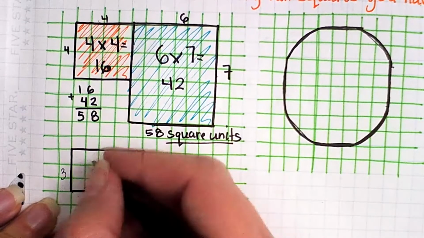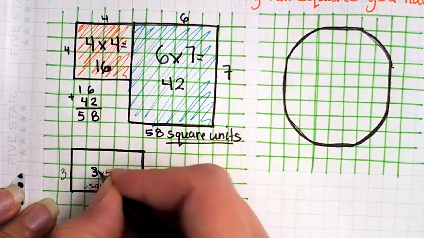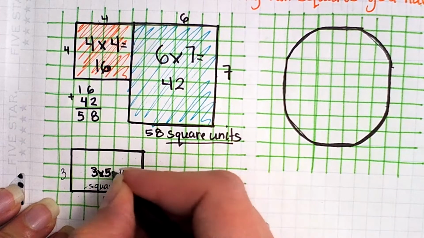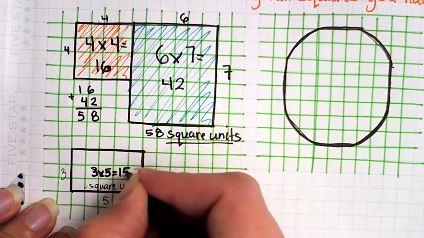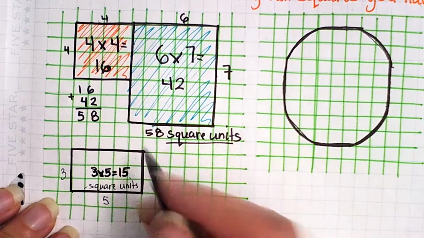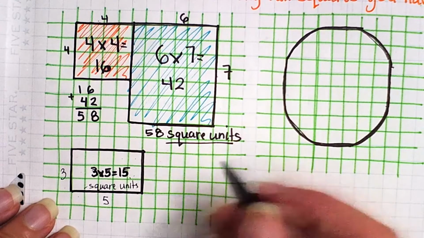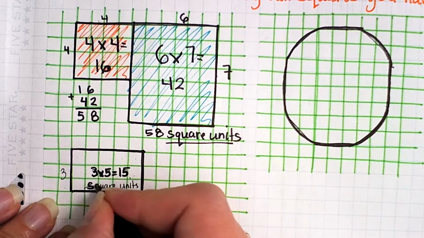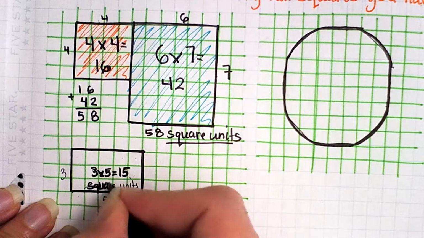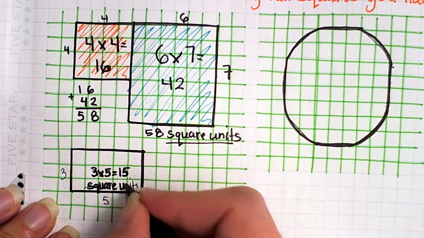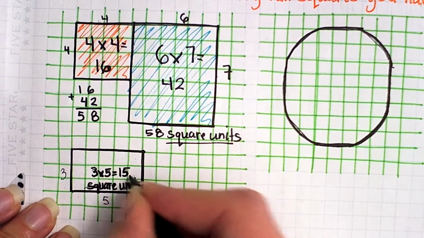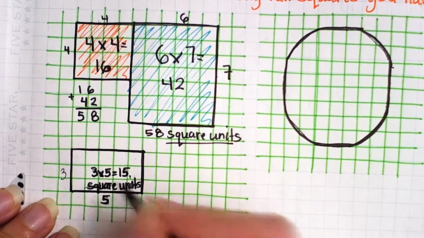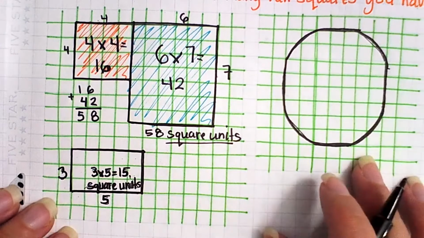So just like we did with this one, we multiplied the length times the width. 3 times 5 gave us 15. We didn't need to do any cutting on this one because it was already a rectangle and that was easy for us. So 15 square units. So this was 5 on one side and 3 on the other.